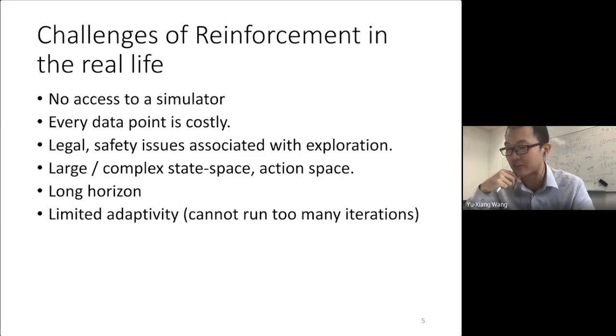And often there are large, complex, and continuous state spaces and action spaces with complex and unknown dynamics. Sometimes there are long planning horizons that you have to deal with, and there are situations where you are limited not by the total number of steps you take, but by the number of times you change your policies and so on. So therefore, with all these challenges, there are many related theory and applied work in reinforcement learning nowadays that try to address these issues.